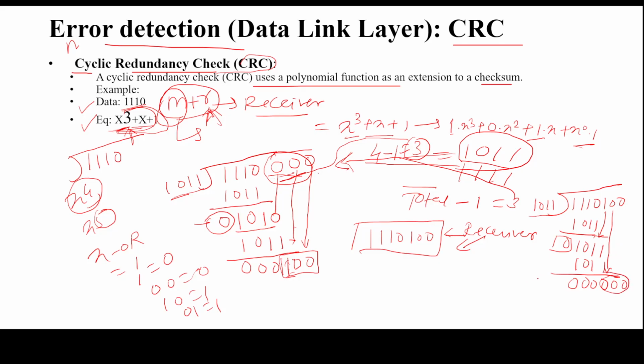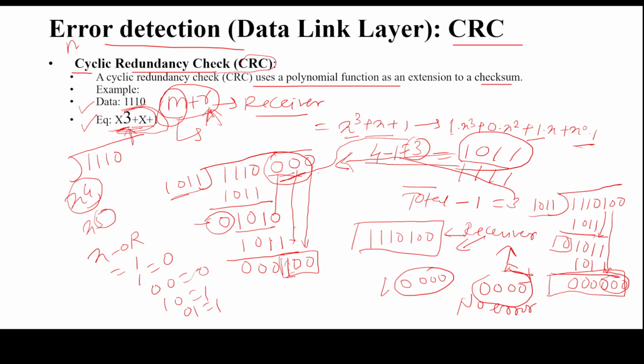So at this stage no error is detected, because we are getting the output as 0. Okay, if the remainder at the receiver side is 0, it means there is no error in the data. Okay, if the remainder is something different than 0, then there is an error in the data.